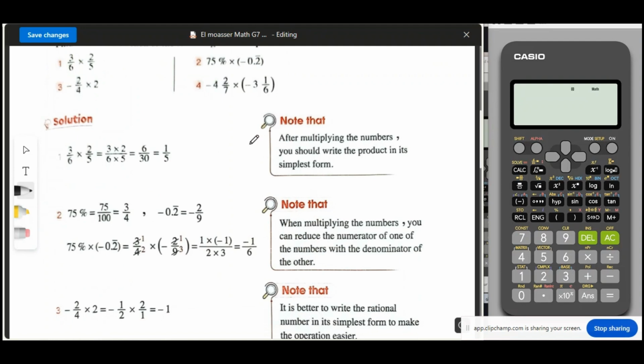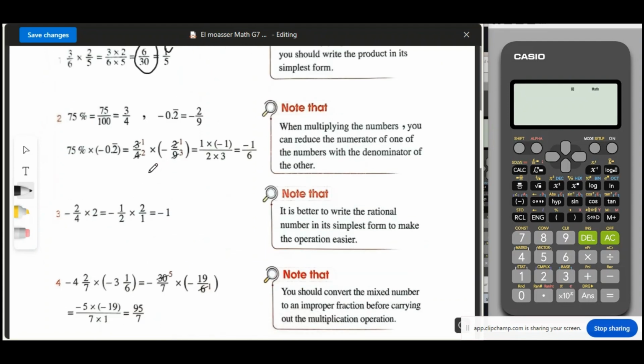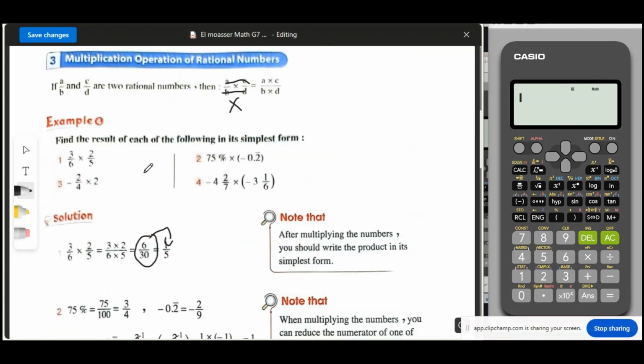Same here, it's very simple. 3 over 6 times 2 over 3 equals 6 over 30. Don't forget to simplify it, or else you'll lose the marks. The same here. Just like now, if we give you 75 percent, let's refresh your brain and remember with me 75%.